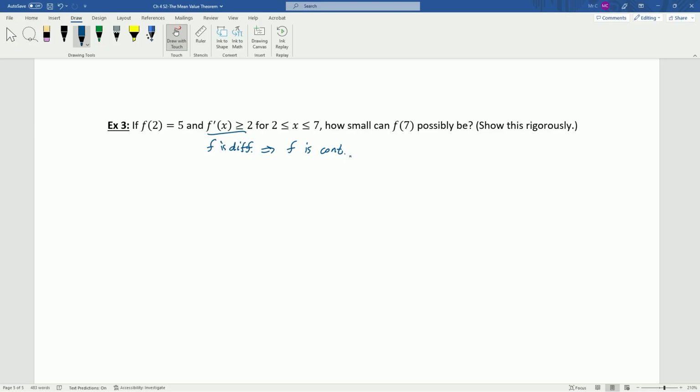So, how can I show this? Well, I'm looking for some way to relate the values of the function to the derivative of the function.